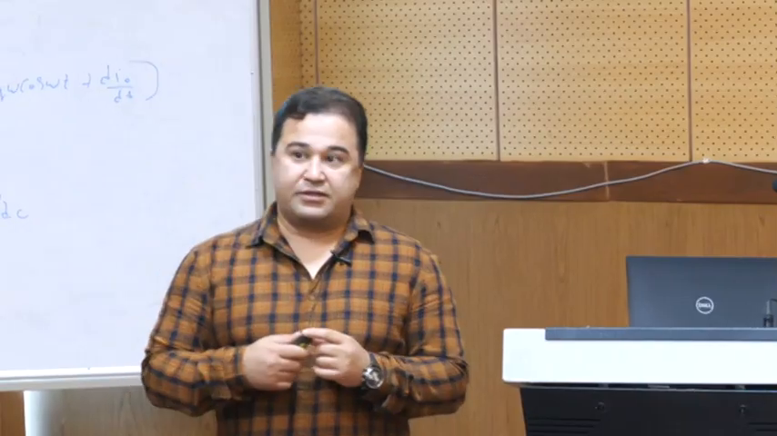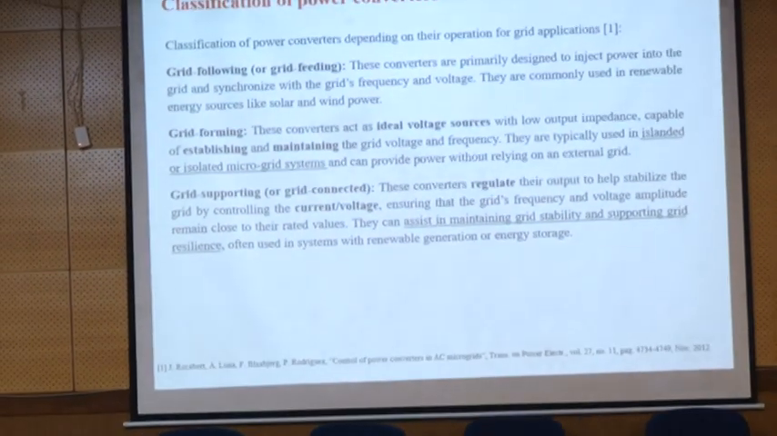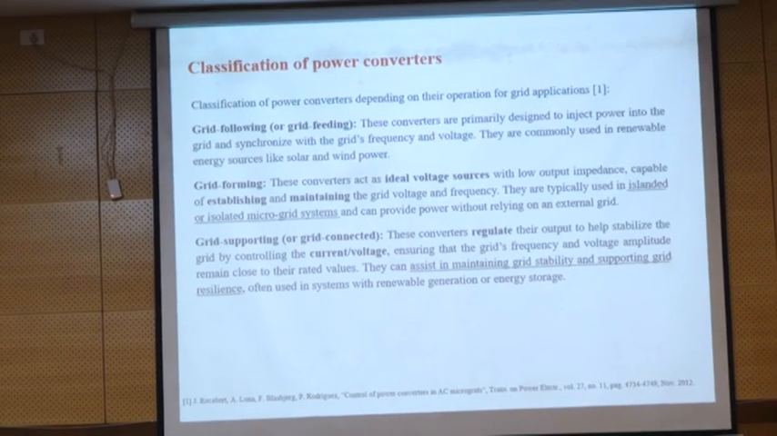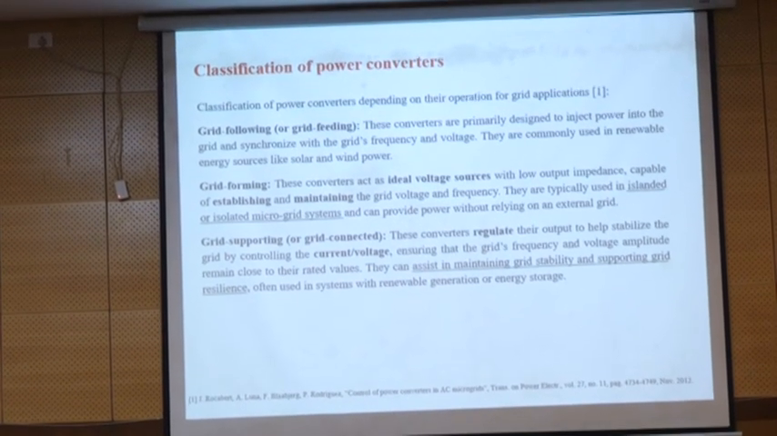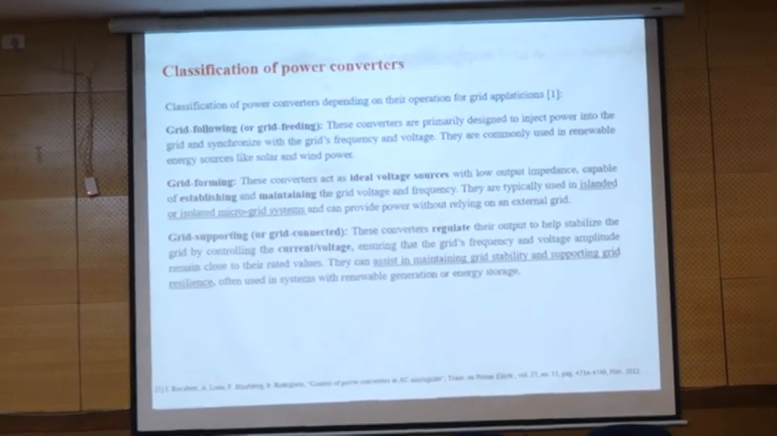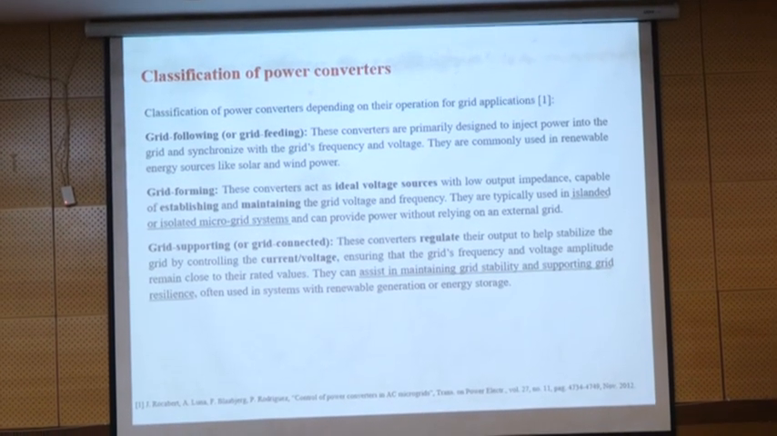Before we start, just briefly say what happened yesterday. Today we are continuing our discussion regarding the control of the grid-connected converter. Yesterday we discussed the different types of conversion system. I said classification of the power converters, but this is not correct; the correct term is conversion system. We said that we have the grid following, grid forming, and grid supporting system.